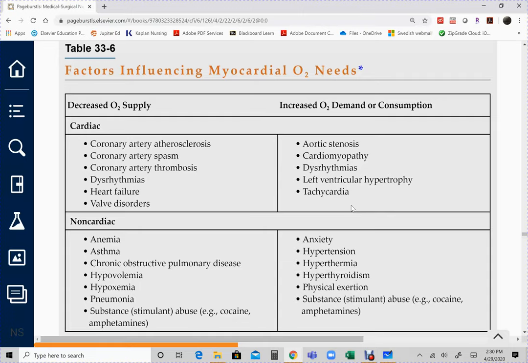Aortic stenosis. So the door to the aorta, against which the left ventricle must pump in order to push blood out of the aorta, is closed, meaning it doesn't completely open. So of course that will drop cardiac output. It will result in tachycardia. Cardiomyopathy is in chapter 30, in the heart failure chapter. I think that's 34. Yeah, 34.